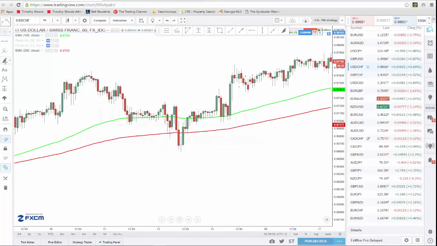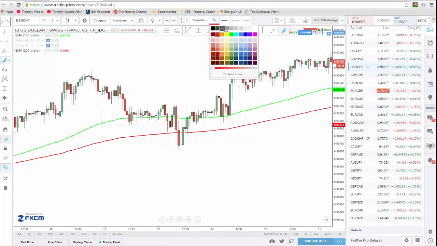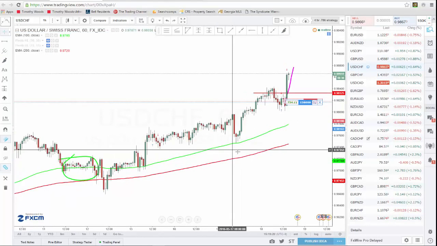Rejection. With my stops, this would have been a win. Depending on your stop placement, could have been a loss. And here we are, present day.